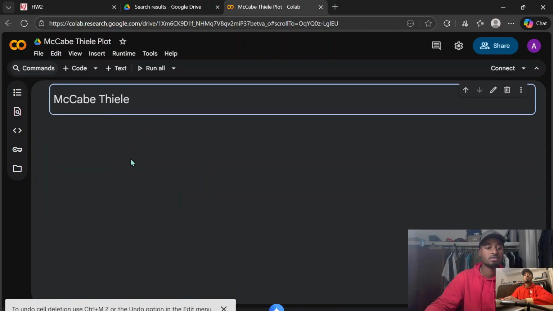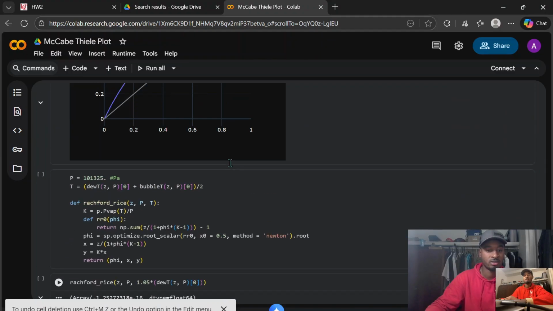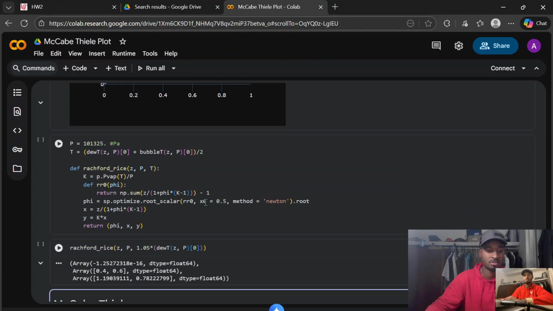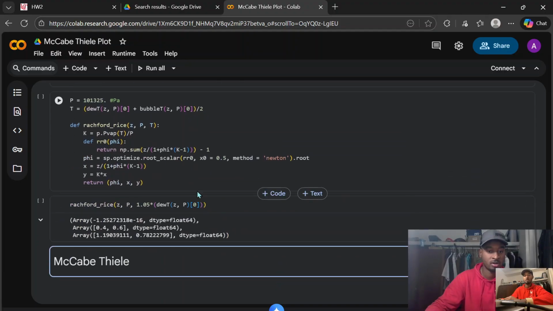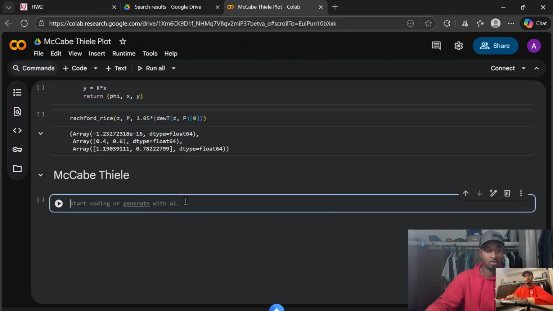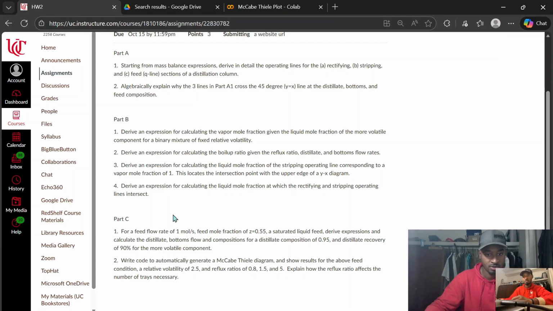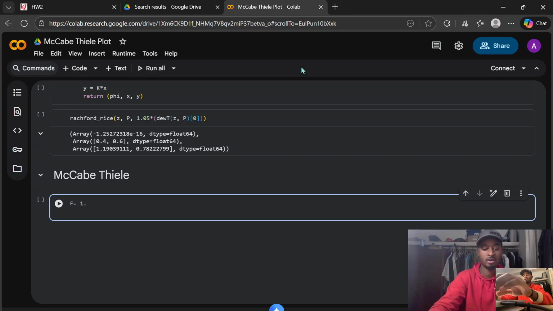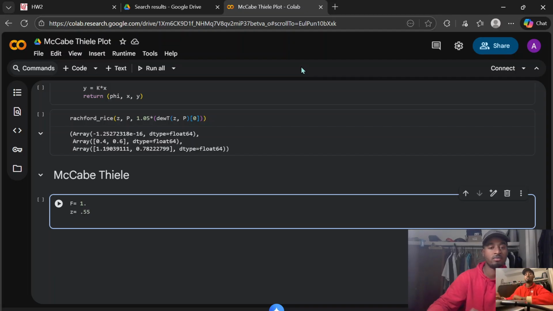All right, so we have all the data that we used for the previous assignments for calculating the Rachford-Rice equation and generating plots for that. So now building off of that, we can input our conditions. So here we know that the feed flow rate is equal to 1 mole per second. So we can put F equal to 1 there. We know that C is equal to 0.55.